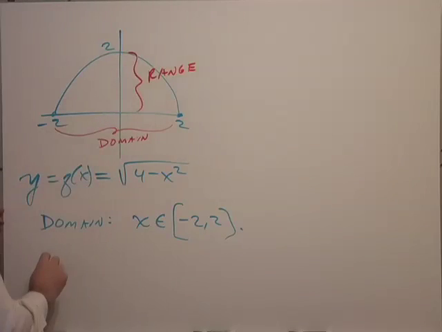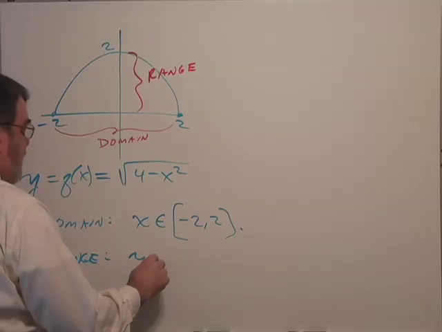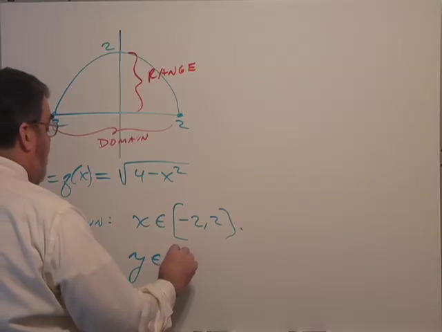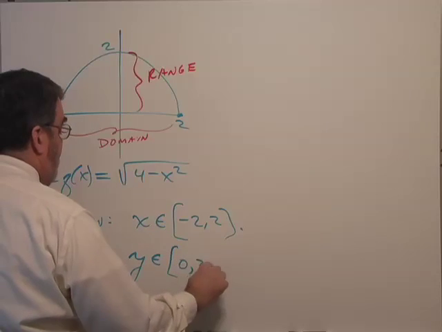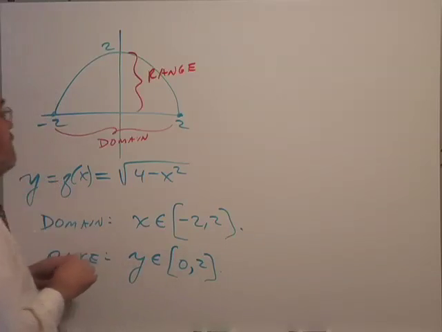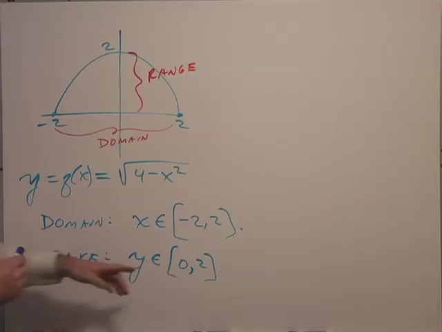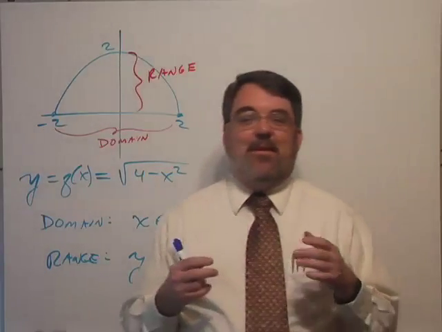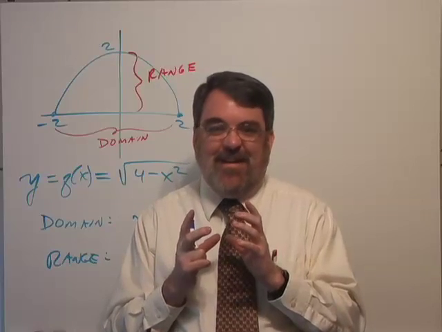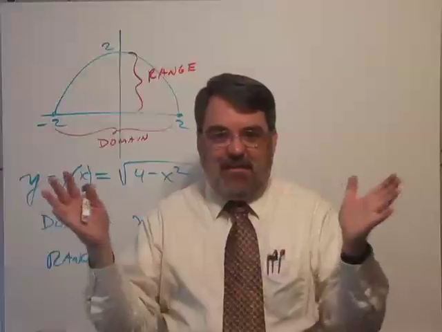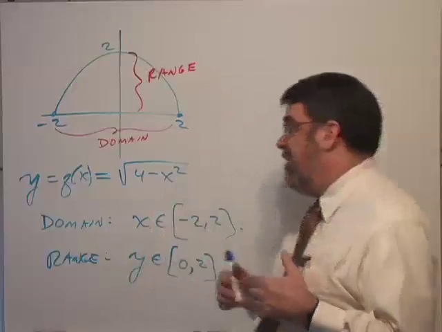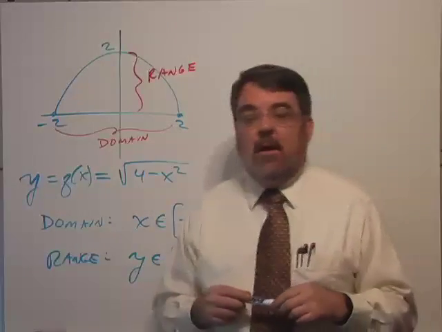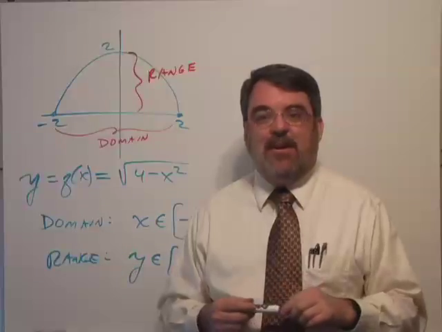But the range for this function would be all the y's that lie between 0 and 2, inclusive. And so, again, I use interval notation. That tells us where the boundaries of our function lie. And the boundaries are in the x direction and in the y direction, in terms of domain and range. So I'm going to erase the board and give you another example of this.